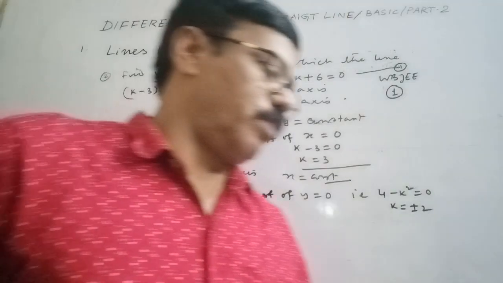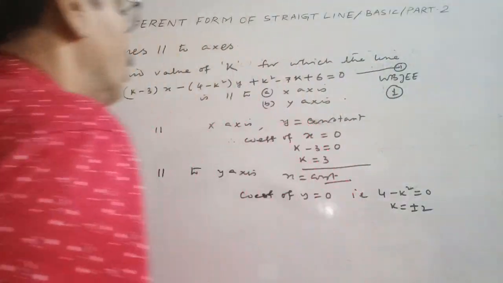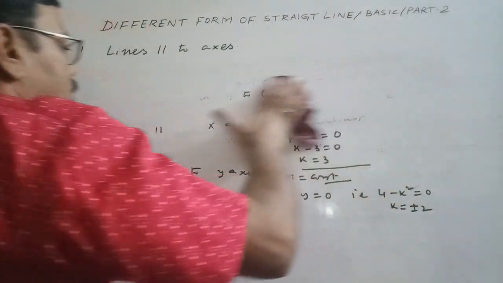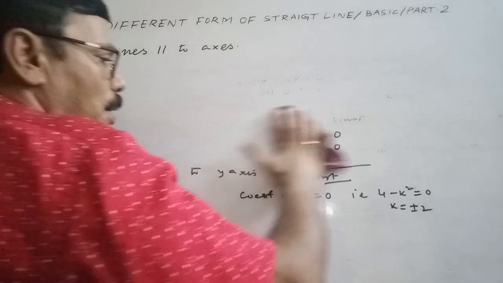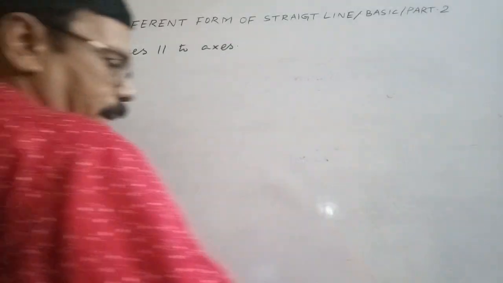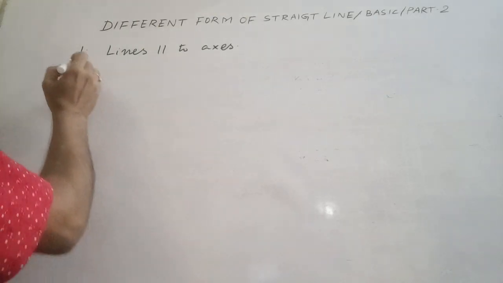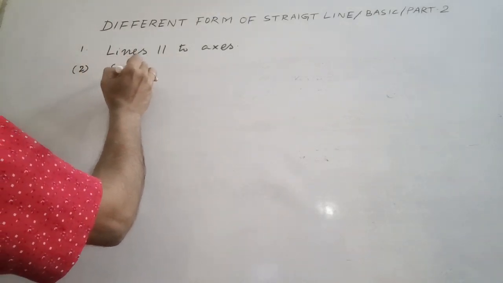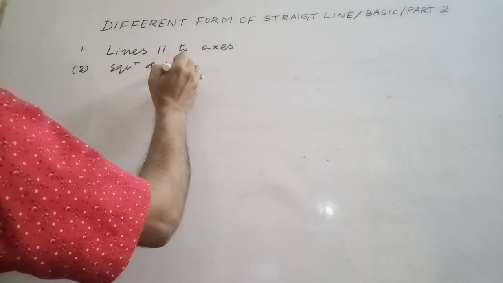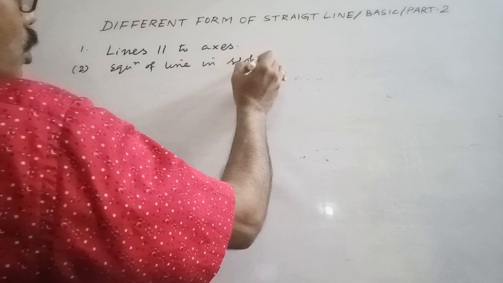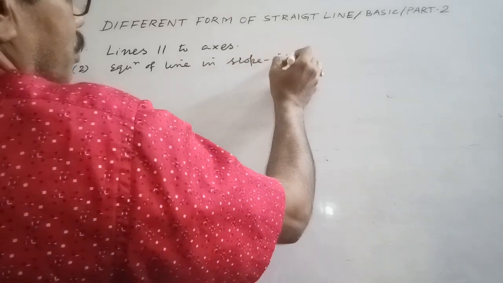So equation of line parallel to x-axis, parallel to y-axis. Then form 2, line parallel to axis and simple application. Number 2, equation of line in slope-intercept form, you have to remember.